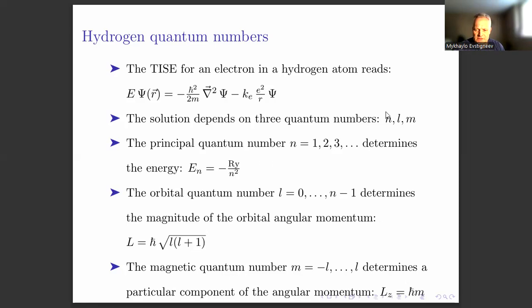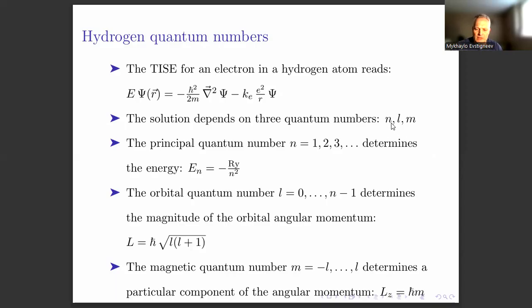The quantum numbers that characterize this solution, there are three of them. They are denoted with the letters N, L, and M. This M should not be confused with this M, which is the mass of the electron. Unfortunately, the Latin alphabet has only 26 letters, and sometimes you have to use the same letter to denote different things. So this M is a quantum number. This M is the mass of the electron.